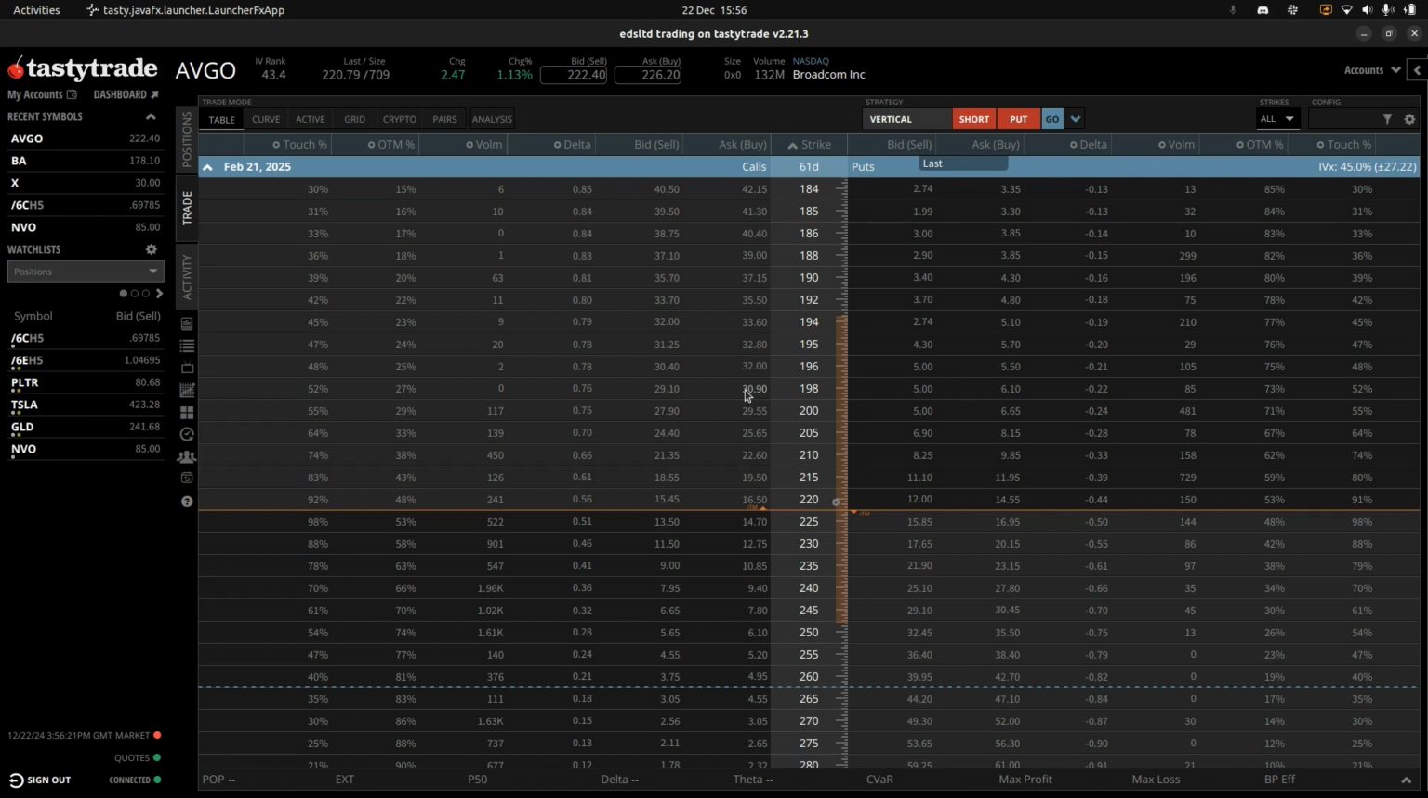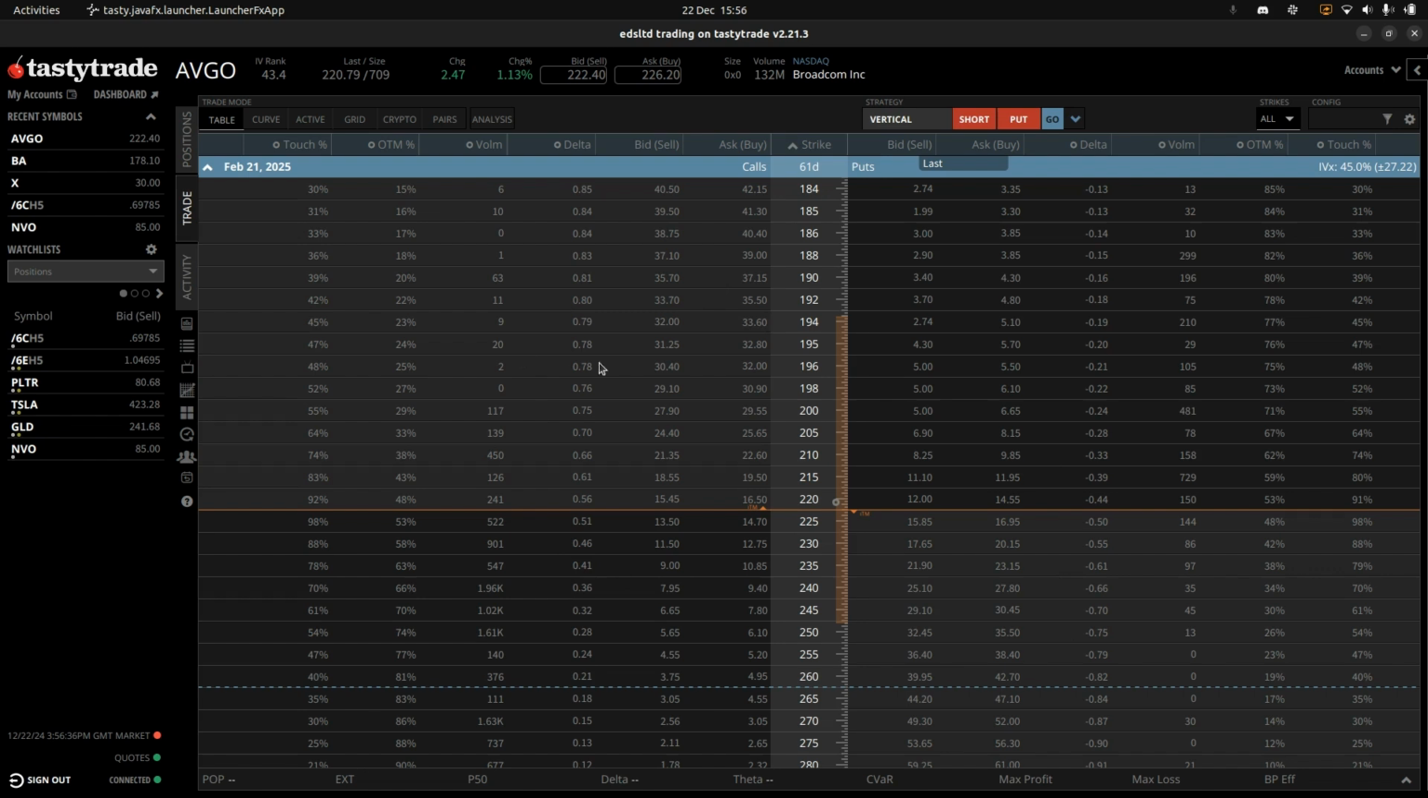And the way that we're going to do that is by selling contracts that are outside of this expected move. So when we're selling a contract, it means that we don't want price to go near that contract. We don't want price to go past that contract. So we're going to sell outside of this expected move.